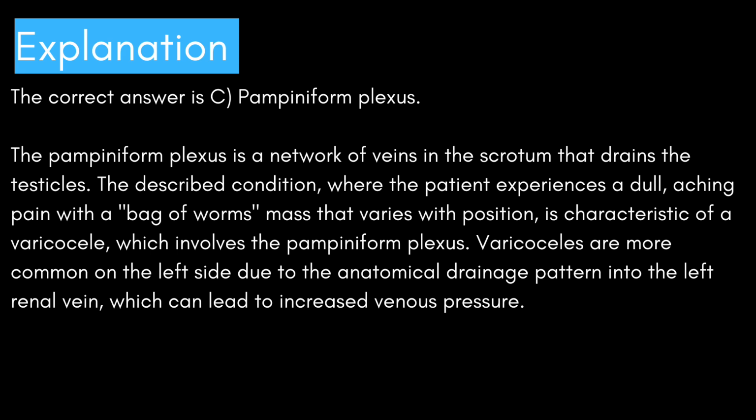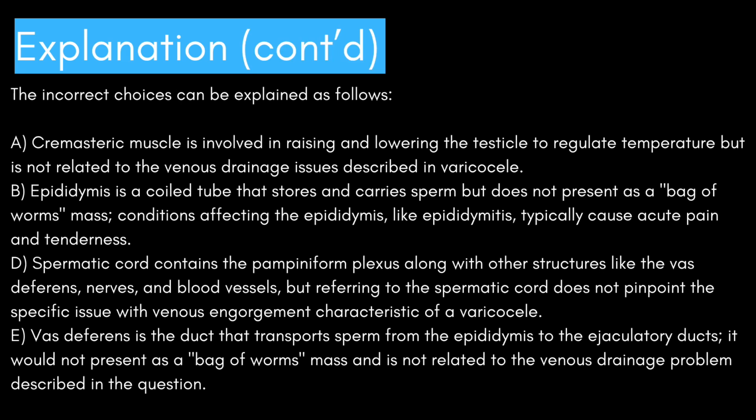All right, let's go ahead and see why the other answer choices are incorrect. The incorrect choices can be explained as follows. A. Cremasteric muscle is involved in raising and lowering the testicle to regulate temperature, but is not related to the venous drainage issues described in varicocele. B. Epididymis is a coiled tube that stores and carries sperm, but does not present as a bag of worms mass. Conditions affecting the epididymis, like epididymitis, typically cause acute pain and tenderness.